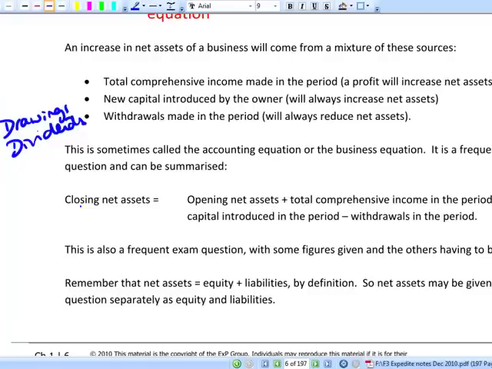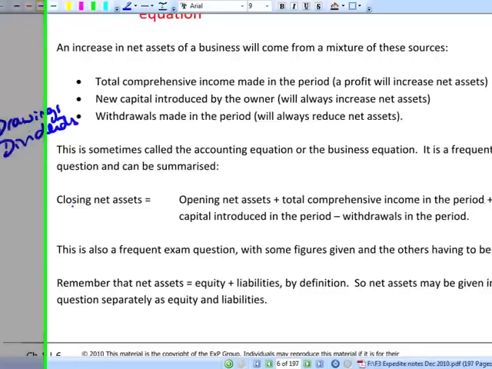Profit, remember, is the net of all income and expenditure. And income and expenditure, just by definition in IFRS accounting, is an explanation of where net assets came from or went to. An increase or a decrease in net assets is always income. Then any new capital introduced by the owner, and the opposite of that, any withdrawals. So that explains where any increase or decrease in the company's net assets in the period might have come from or gone to.